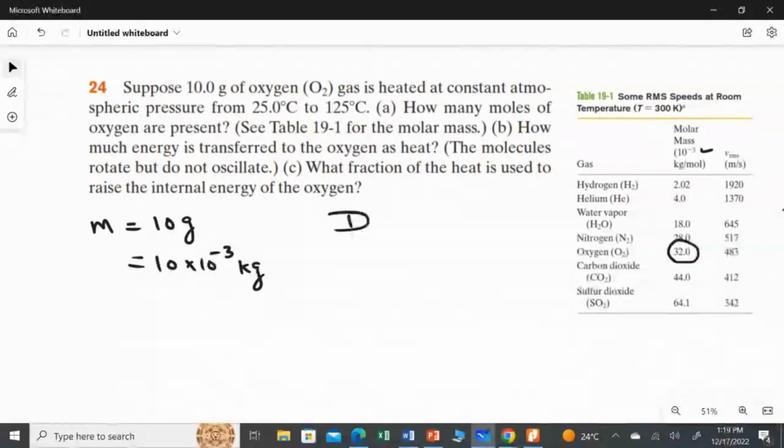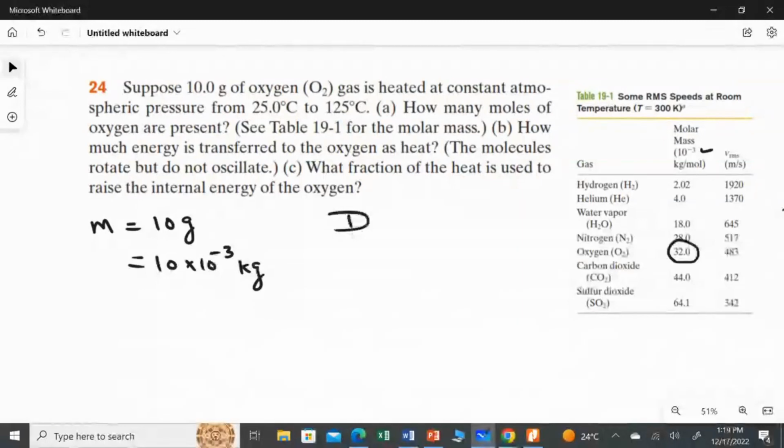The initial temperature T1 is 25 degrees Celsius, and T2 is 125 degrees Celsius. If you need, you can convert to Kelvin, because the change in temperature in either Celsius or Kelvin gives the same answer. So I don't want to convert to Kelvin; we can use the temperature in Celsius. Clear? Okay, let's start with the first question: how many moles of oxygen are present.